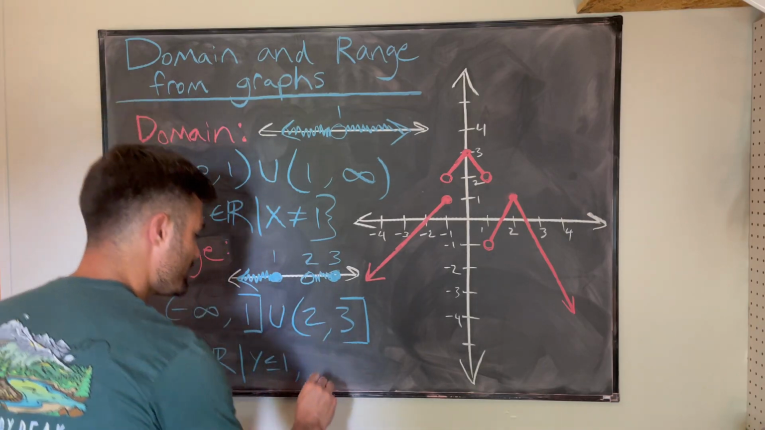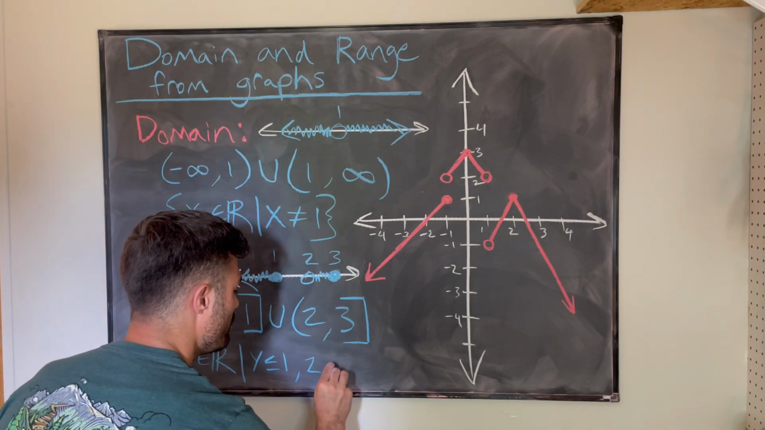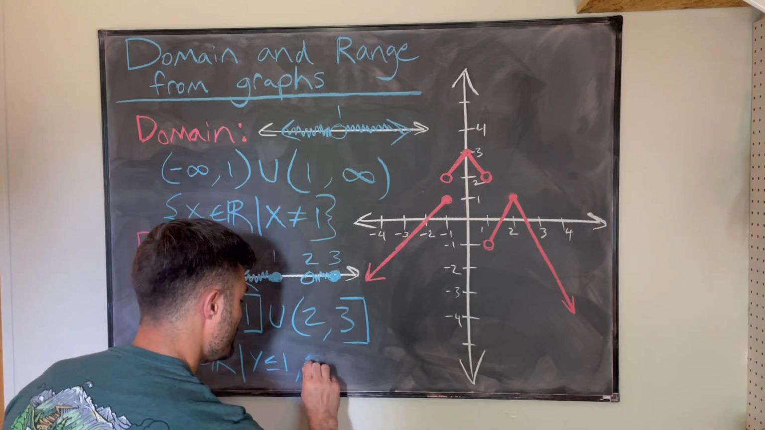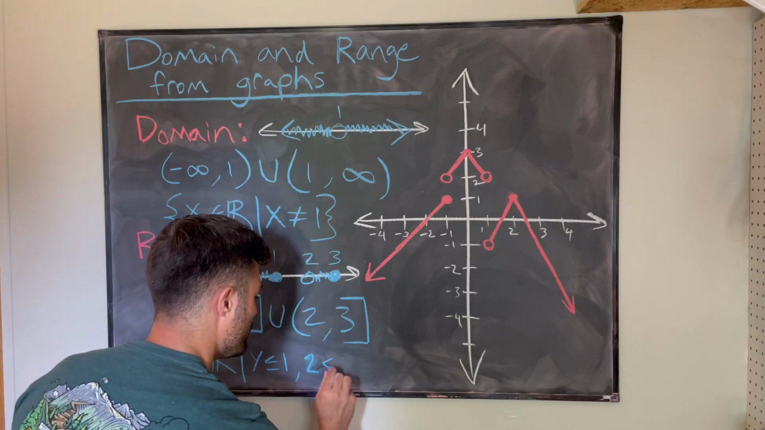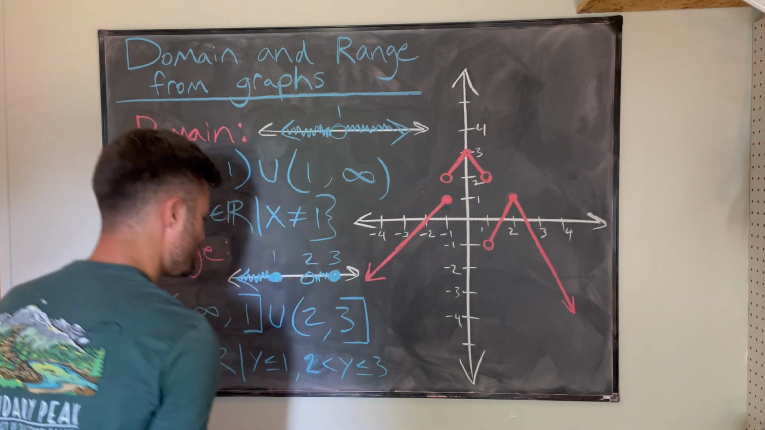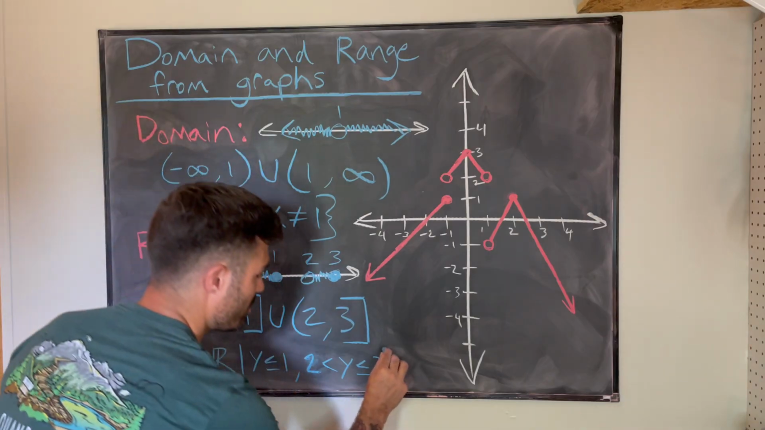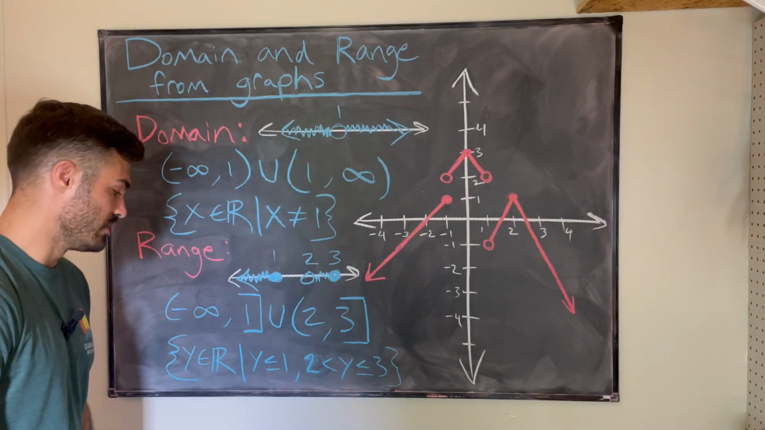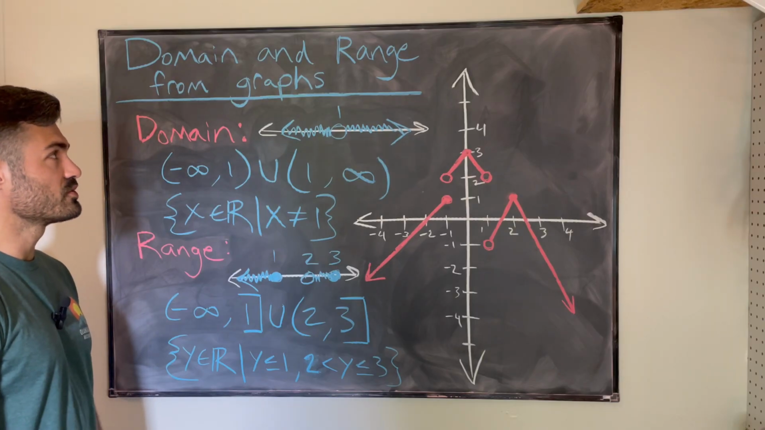And we could say y is also greater than 2. So that's a 2. Sorry, I don't know why it looks like a Z. That's a 2. Is greater than 2 and less than or equal to 3. So we could list out these two conditions. Honestly, I think I prefer the interval notation over the set builder notation for this one.